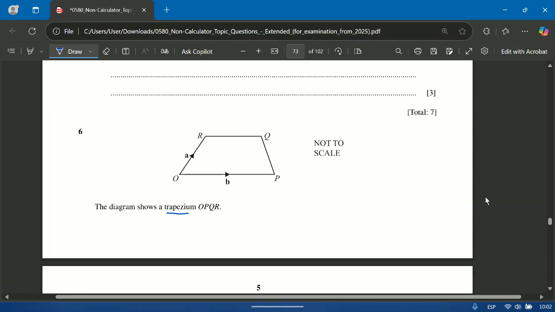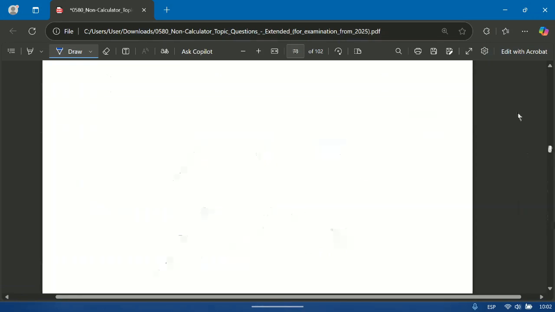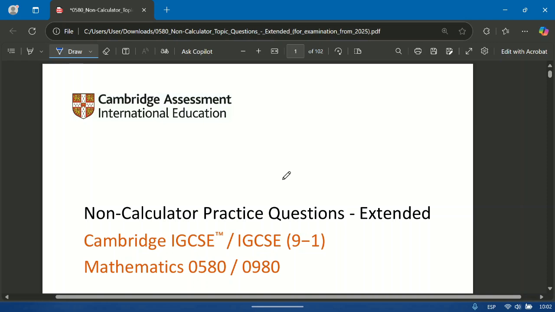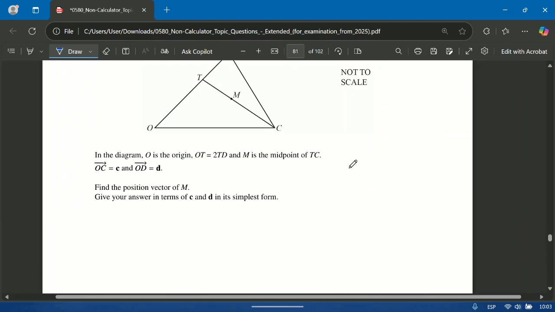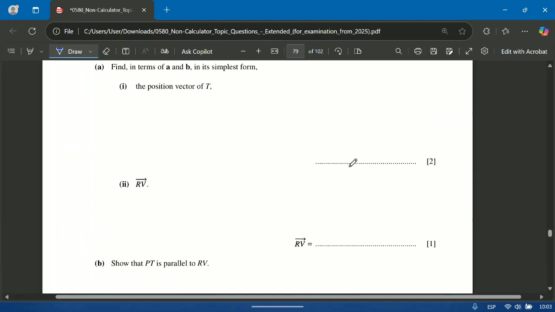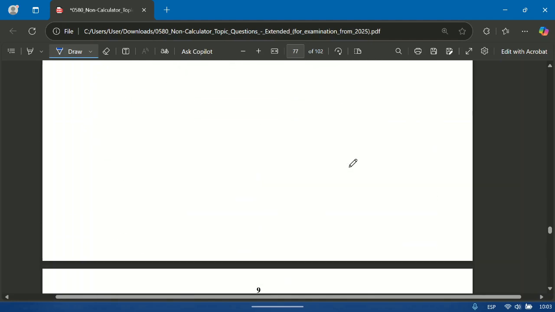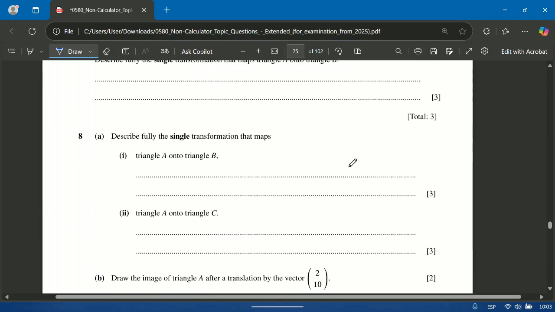Welcome, and we are doing question 6, vectors. This is from the Cambridge non-calculated practice questions, extended ones. And vectors, of course, being that great topic we all enjoy so much. Doing question 6.